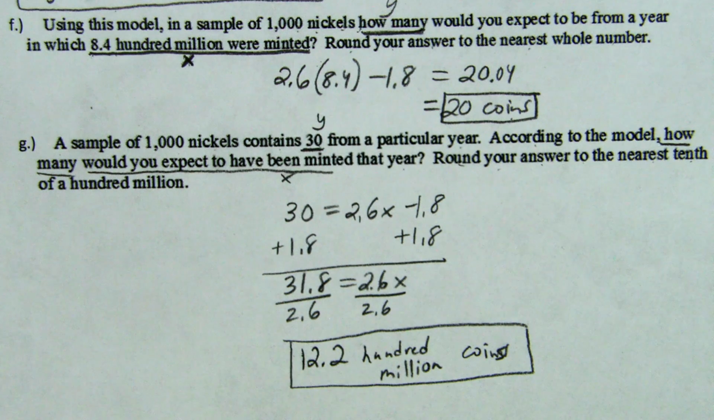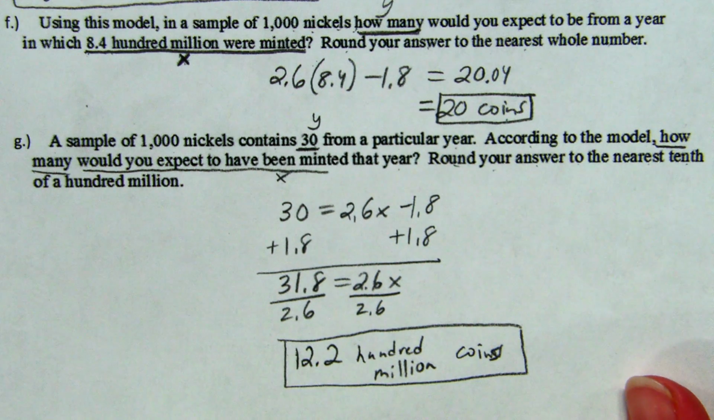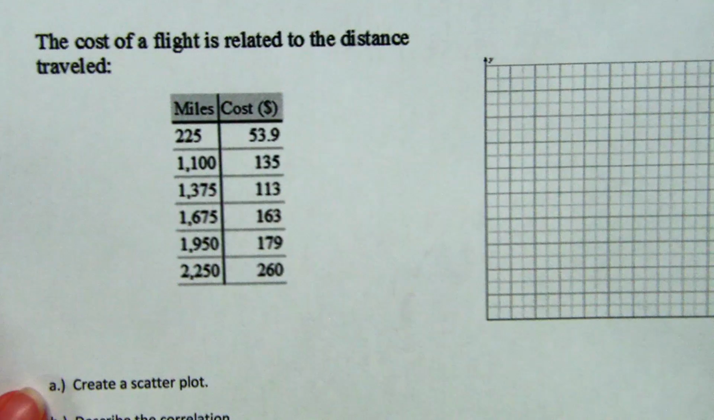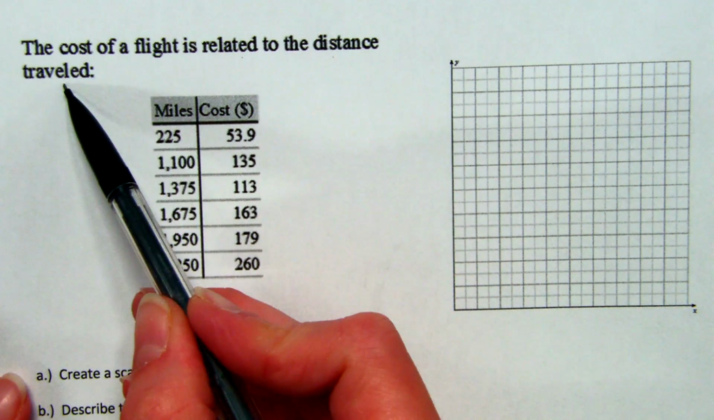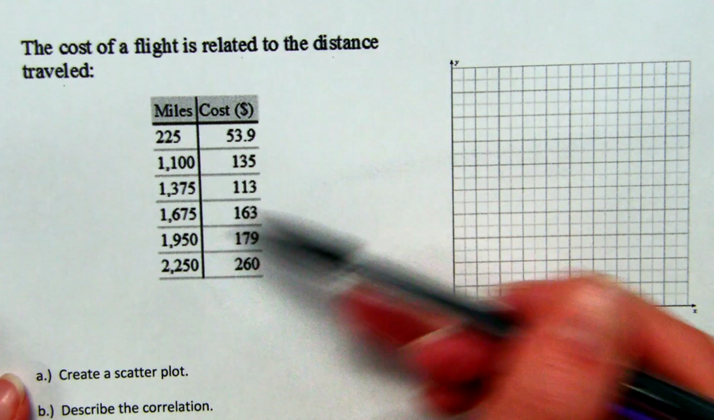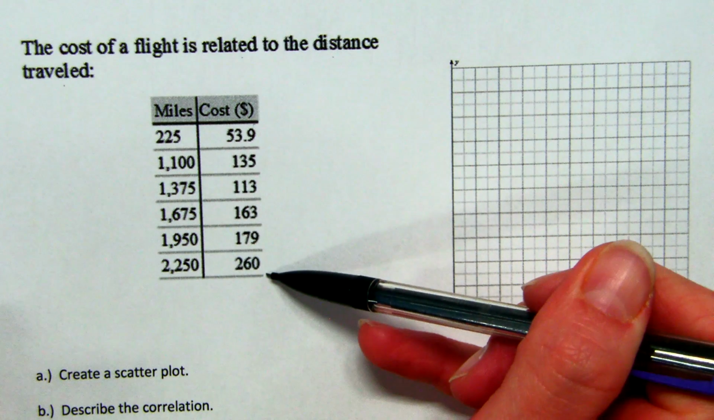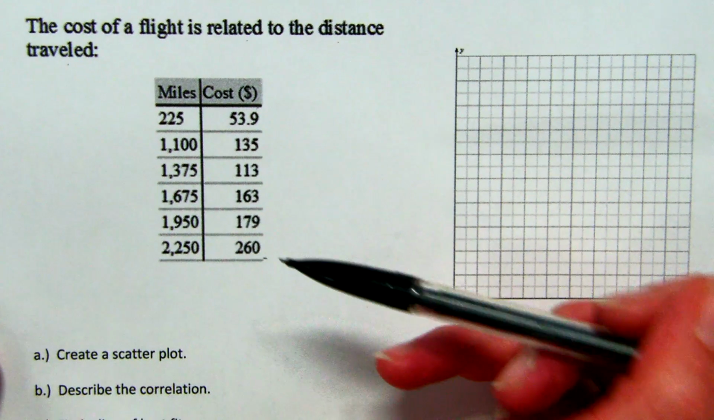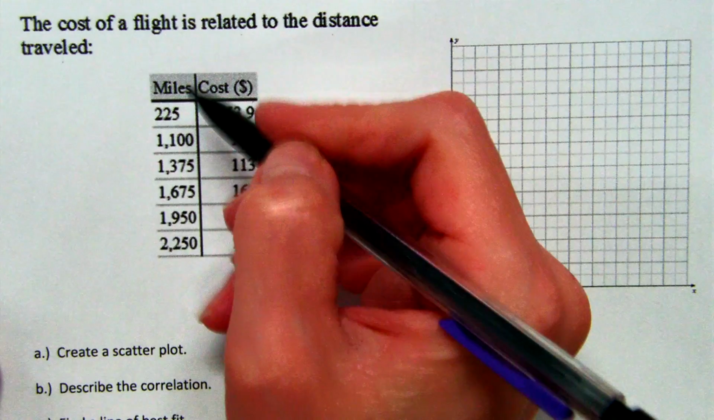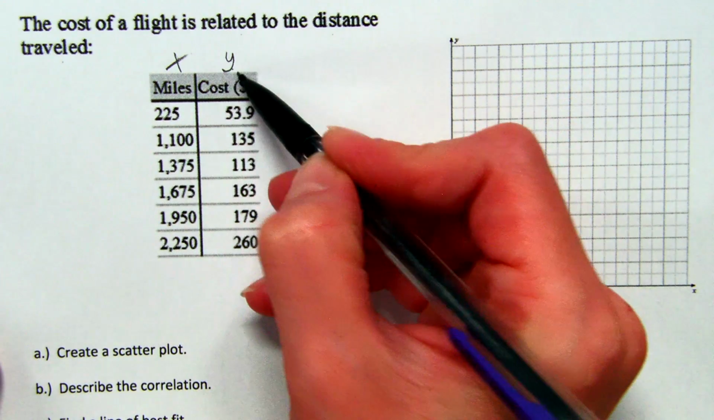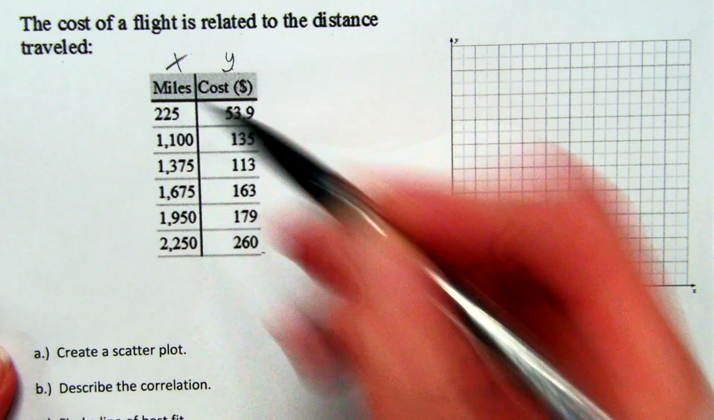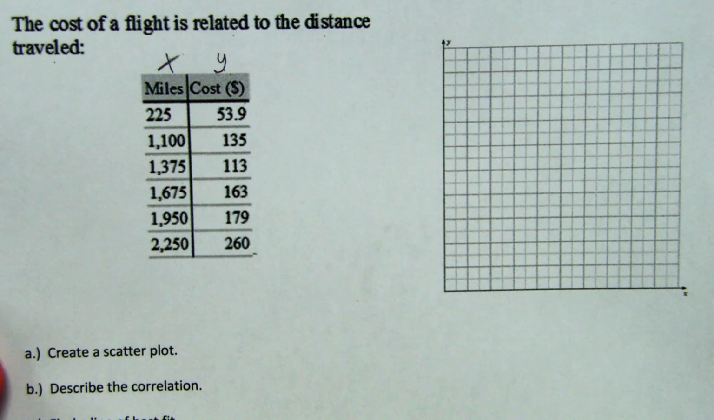Okay, so let's do one more example. So if you switch to the other page, we have this. The cost of a flight is related to the distance traveled. So if you look at this, the further you travel, the more your flight's going to cost. I want to know what airline this is because I feel like this is pretty cheap. So miles is going to be our independent variable. The cost is our dependent variable. Why? Because the cost depends on how many miles we actually flew.